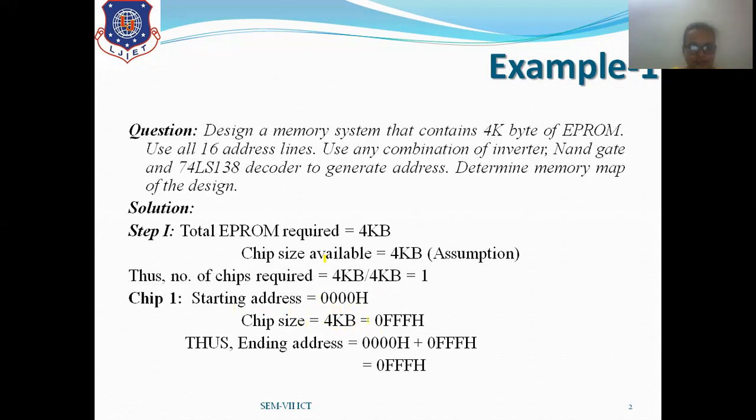Now the chip size is 4 KB, so if we represent 4 KB in 16 bits, it will be 0FFFH. Thus the ending address will be the starting address plus this chip size: 0000H plus 0FFFH, so it will be 0FFFH. So we have first found how many chips are required, what the starting address is, and based on the chip size we have found the ending address.